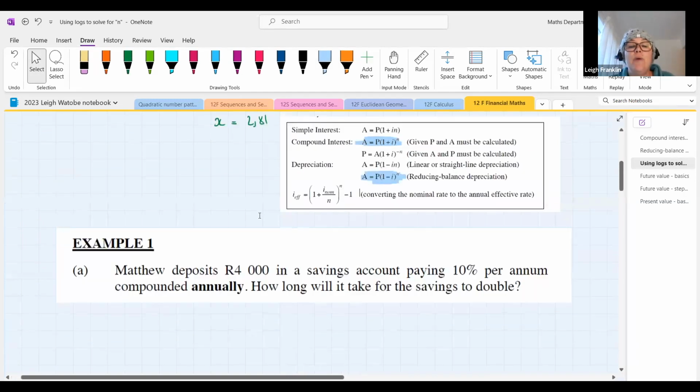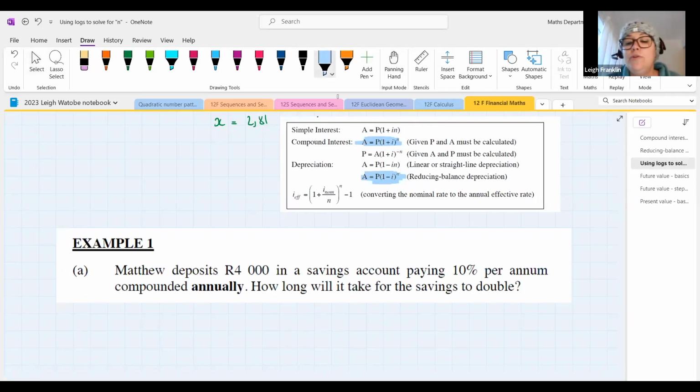So let's go and have a look at the first example. It says to us, Matthew deposits 4,000 Rand in a savings account, paying 10% per annum compounded annually. How long will it take for the savings to double?